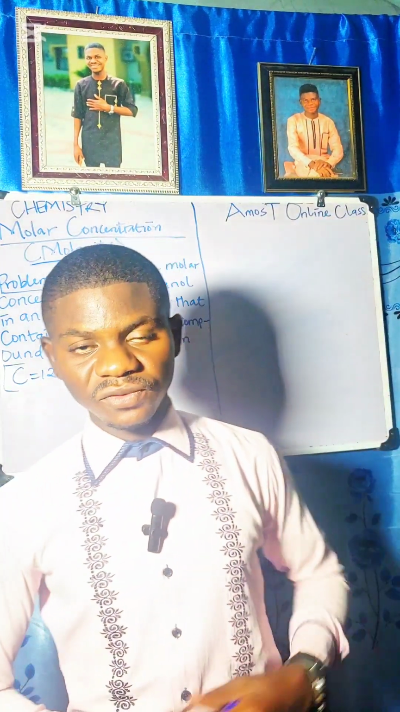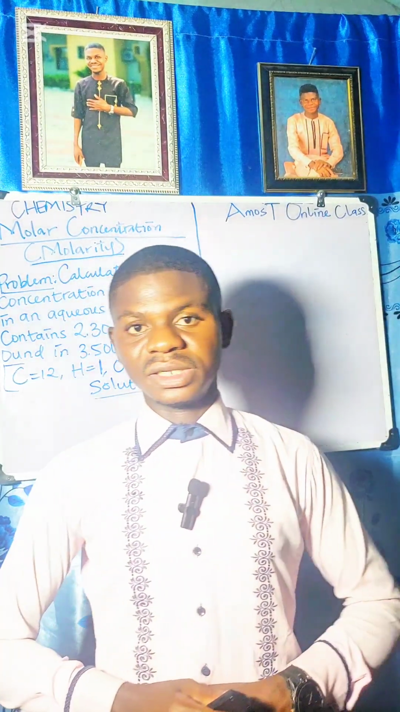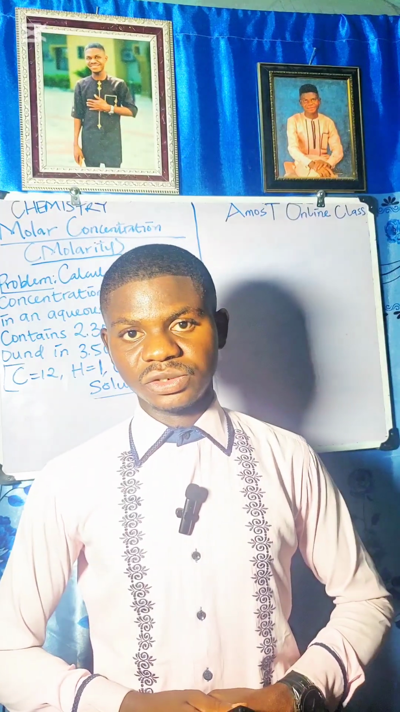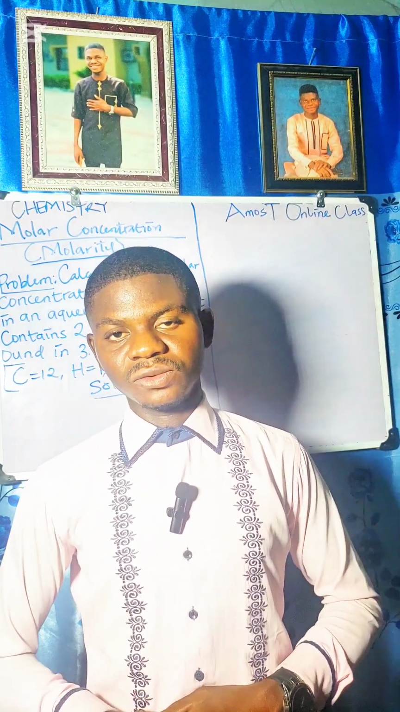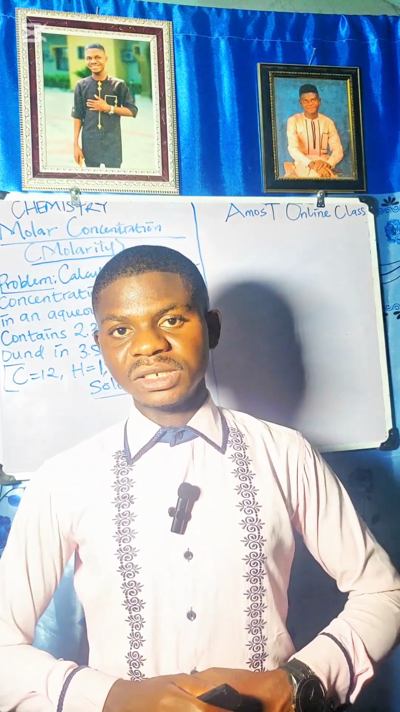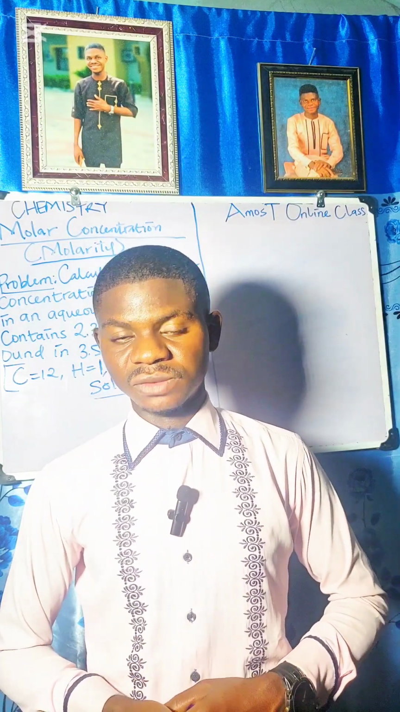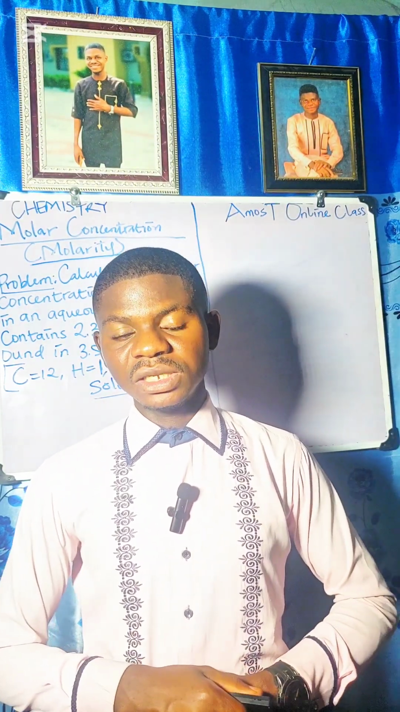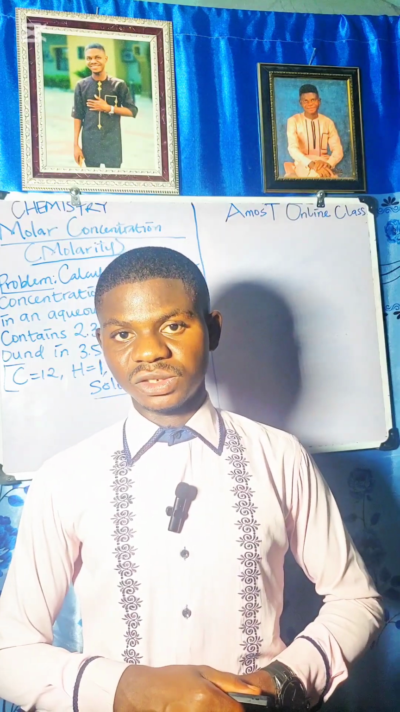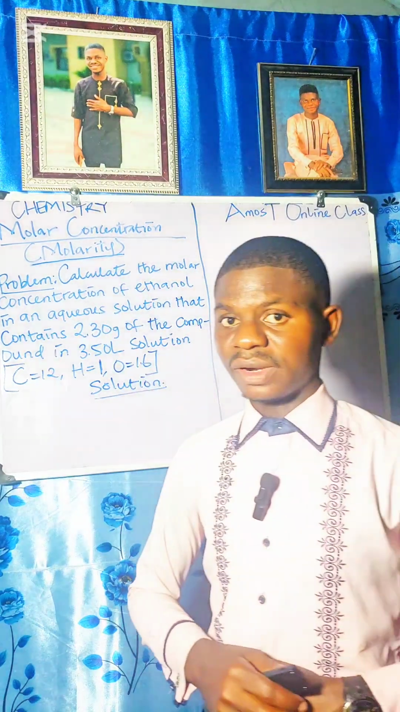Now before the solution, we need to understand the meaning of molar concentration. Molar concentration of a solution of a chemical species is the number of moles of the species that is contained in 1 liter of the solution. Now let's begin our solution right away.